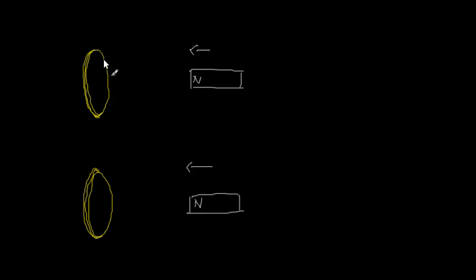Now there are only 2 possible answers. Either the current goes this way or it goes that way. And actually there is a simple way to find out. Let me start with this possibility. Suppose that the current goes this way. So think about the magnetic field that is produced by this current.